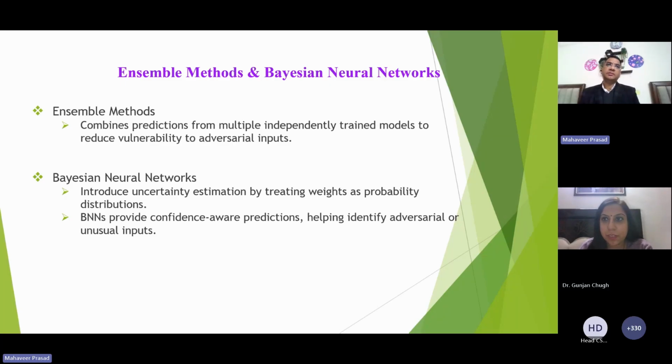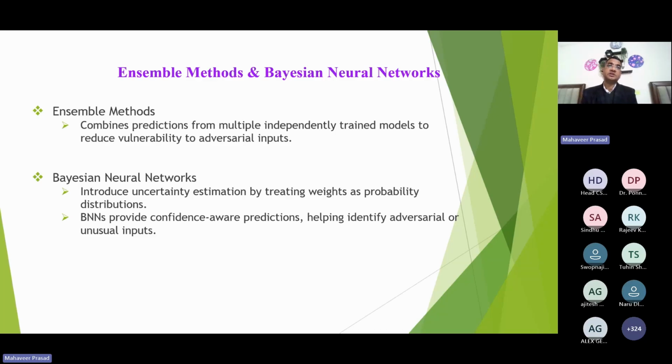Okay. So what are the benefits? We are reducing overfitting here, we are enhancing robustness, smoothing our model errors, and making it harder for attacker to fool all models simultaneously. What is a Bayesian neural network? How is it protecting? BNN provides uncertainty estimation, which is crucial for detecting adversarial or out of distribution input.